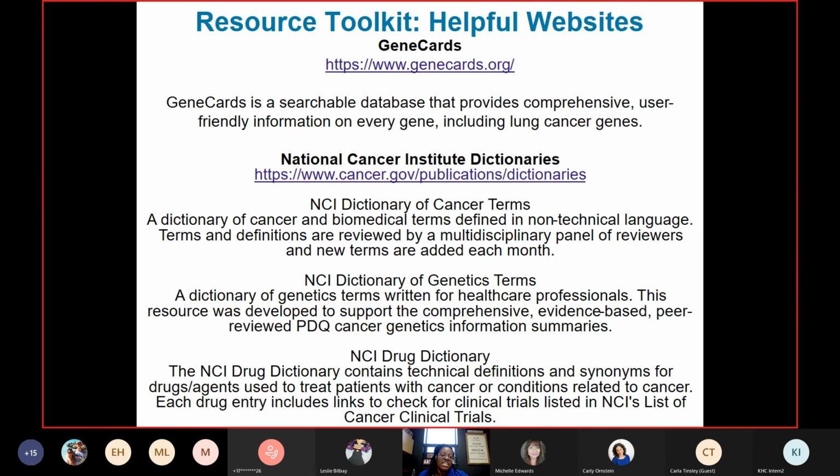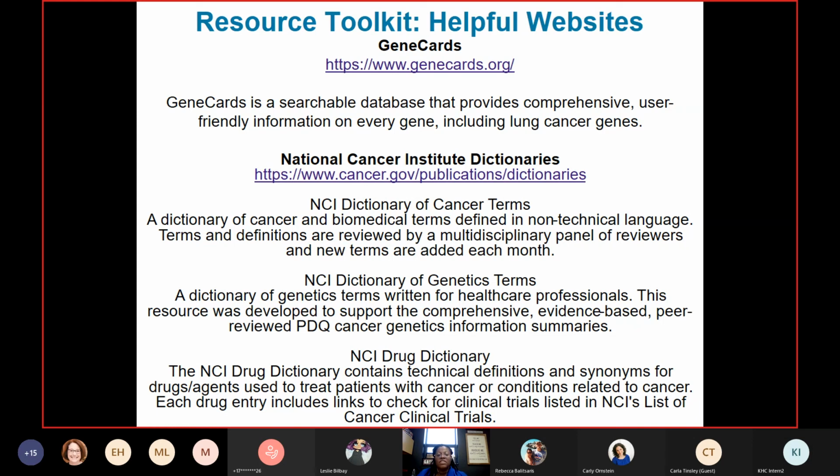GeneCards is keyword searchable. You can put in a gene or a protein or anything that's known to be related to lung cancer or may be described in the original research that you're studying. Maybe you never heard of that gene before, or you don't know what it is. You can type that into GeneCards, and it's going to give you user-friendly information. It has every gene in the human genome, and that also includes the lung cancer genes. Humans have about 20,000 genes, and we know that 7 of those are involved with lung cancer. So GeneCards will be a great place, and not only that, it links to more original research articles.